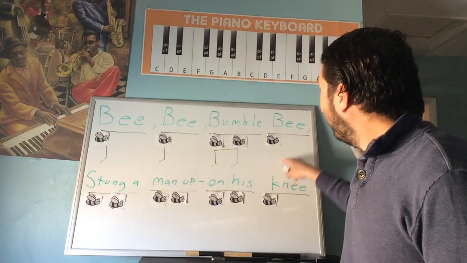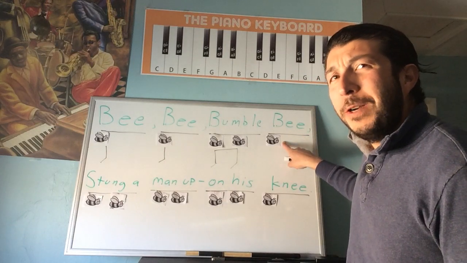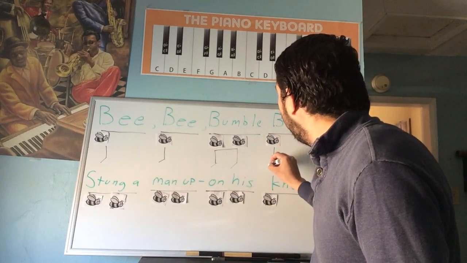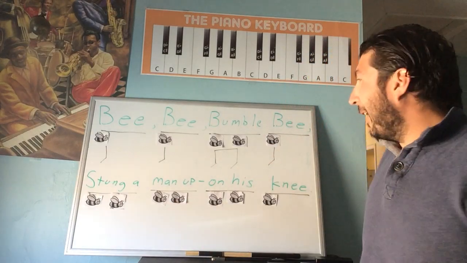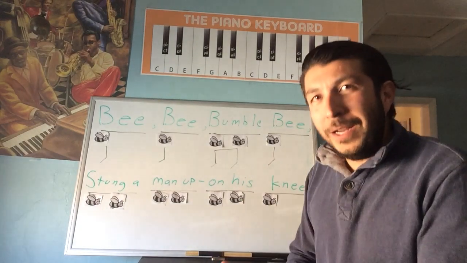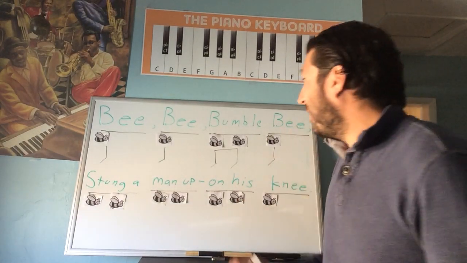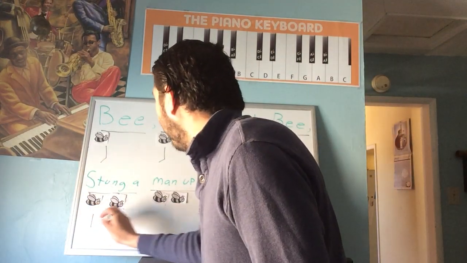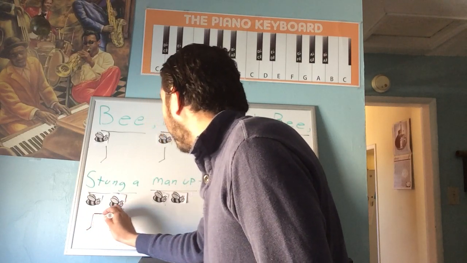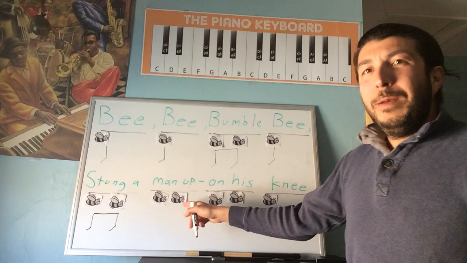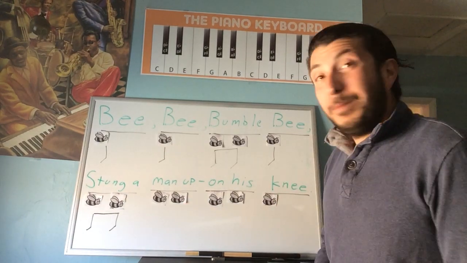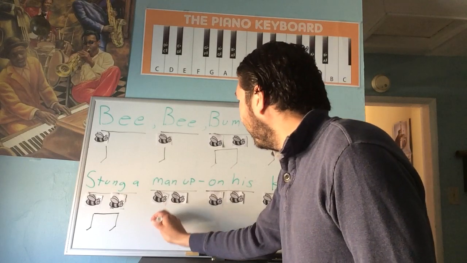What came at the end? One long sound or two short sounds? One long sound. Let's draw a long note there. Good. Let's go down to the second line. Okay. Stung a. Stung a. Two short sounds. So I'm going to draw my two notes and I'm going to connect them. Good. Man up. Man up. Two short sounds again.